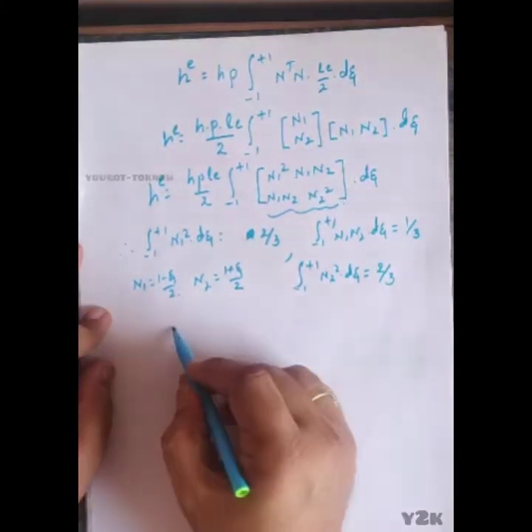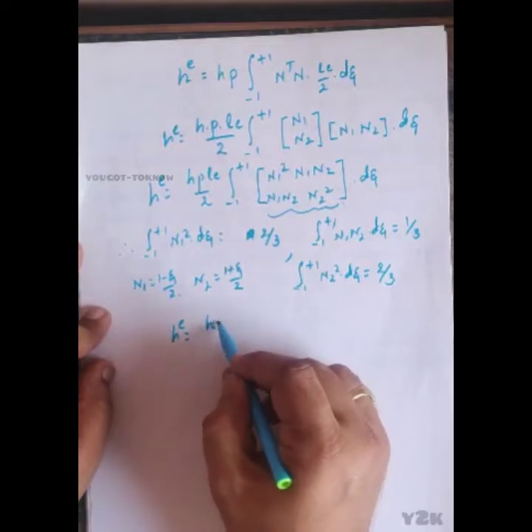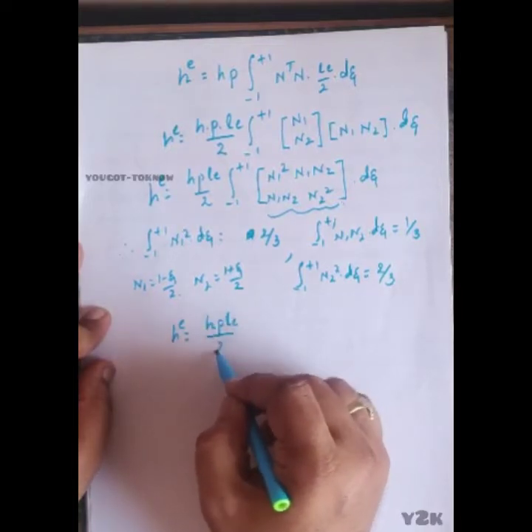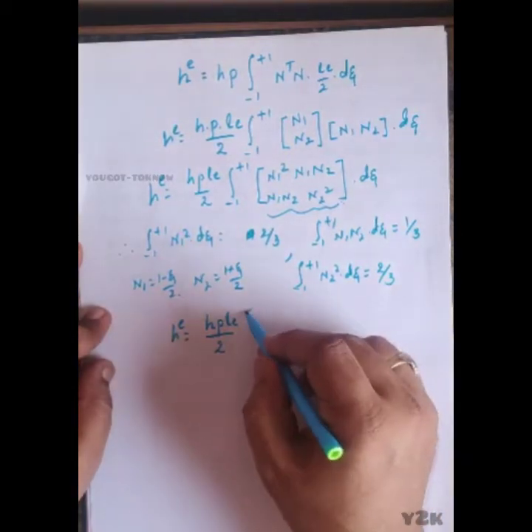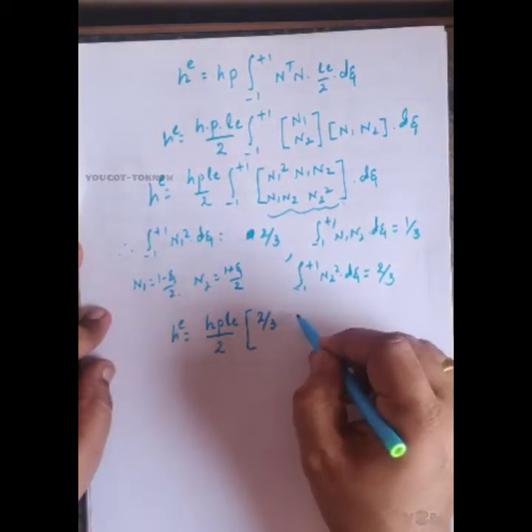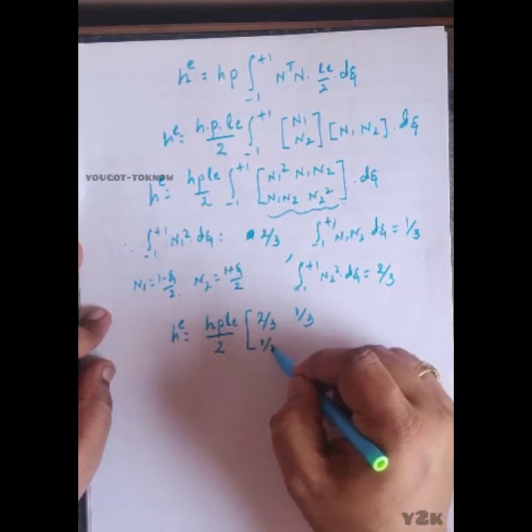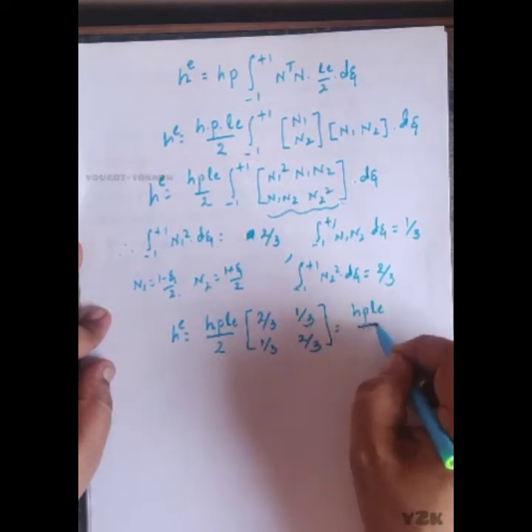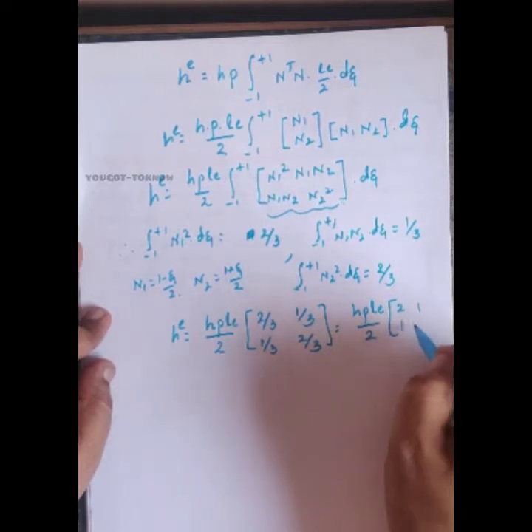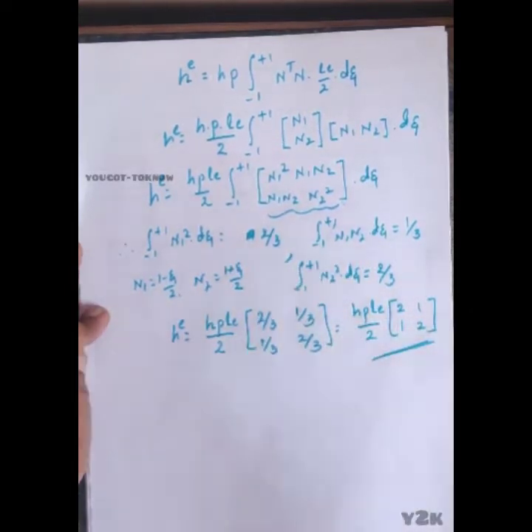Now if you observe this in the fin, what is your matrix? It will be HP LE by 2 times the matrix of 2 by 3, 1 by 3, 1 by 3, 2 by 3. What answer do you get? HP LE by 2 into [2 1; 1 2]. This is called your thermal convective matrix in fin problems.